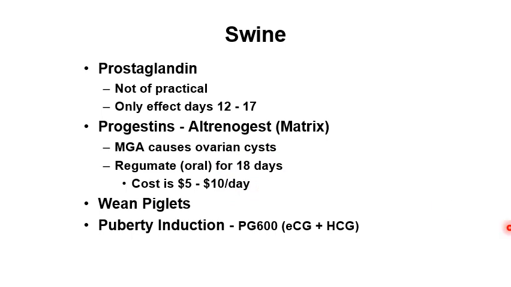Another way to induce estrous synchronization in swine is weaning piglets, and of course, after 3 to 4 days of weaning, the gilt or the sow will come into heat. For the gilts, we can induce puberty with a shot of PG600. PG600 is a combination of ECG, equine chorionic gonadotropin, and HCG, the human chorionic gonadotropin. Within a month of the expected date of puberty, we can give this drug to cause the follicles to grow, E2 to be produced. So there is an LH surge and the animal will cycle and ovulate.